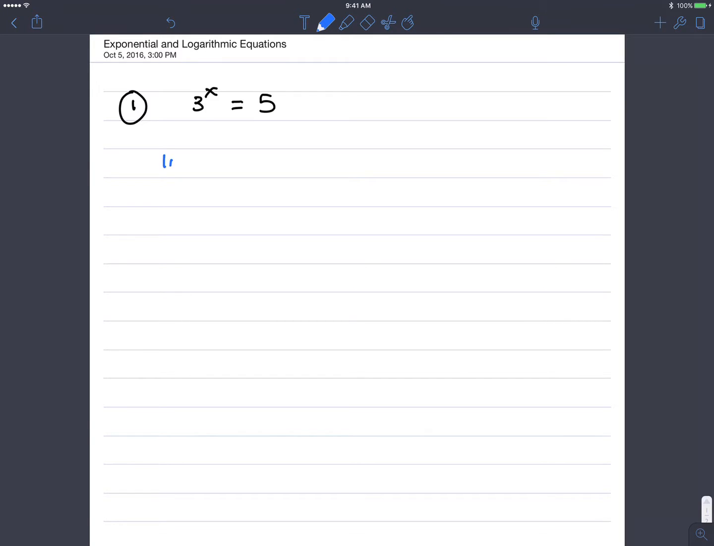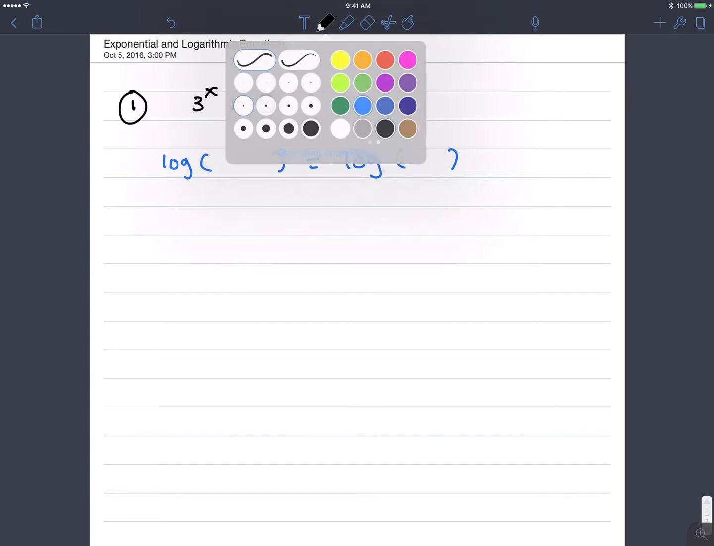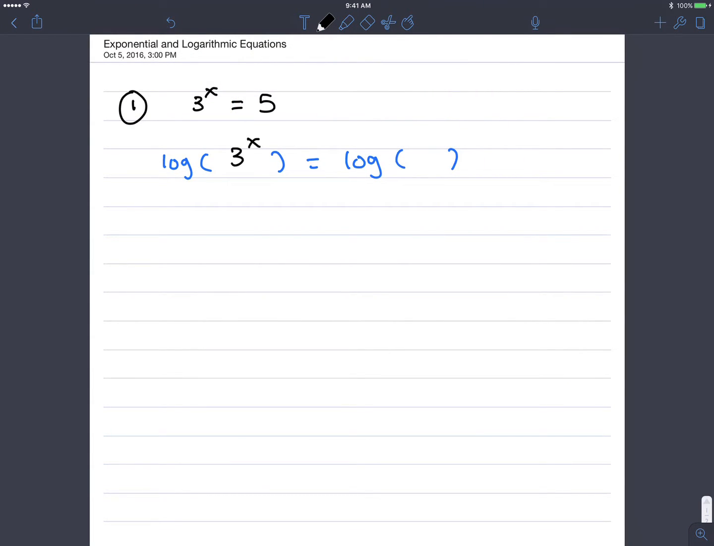So we're going to try this out by taking the common log of the left side and the common log of the right side. Notice you have 3 to the x power and 5. On the left side, we're going to use properties of logs, and in particular what's called the power rule.